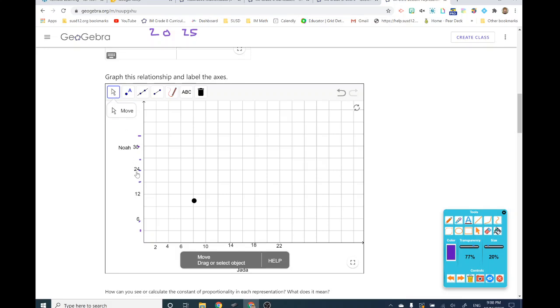I went from 12 to 24. Am I nuts? I'm counting by 6. Every 2 grid marks is 6 units. So 6, 12. This should be 18. This goes up here. This 30 goes up here.